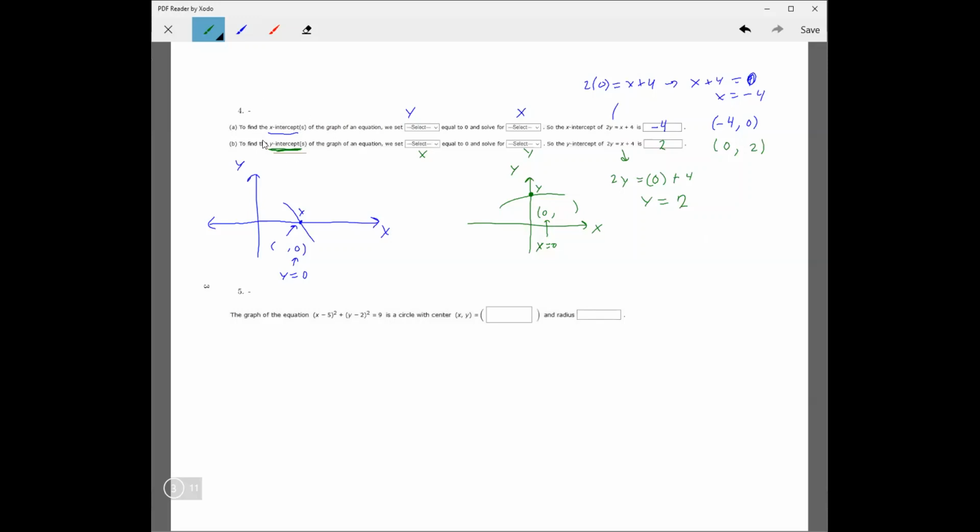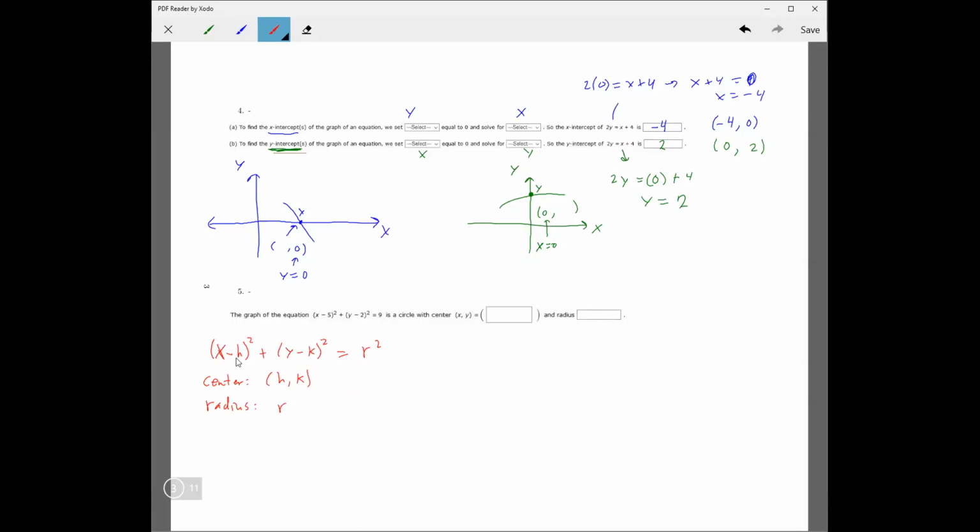Okay, so that's the intercepts of graphs. And so let's move on to the next topic, which is circles. Here's the standard form of the equation of a circle: x minus h squared plus y minus k squared equals r squared. This circle has a center (h, k) and the radius r. Okay?